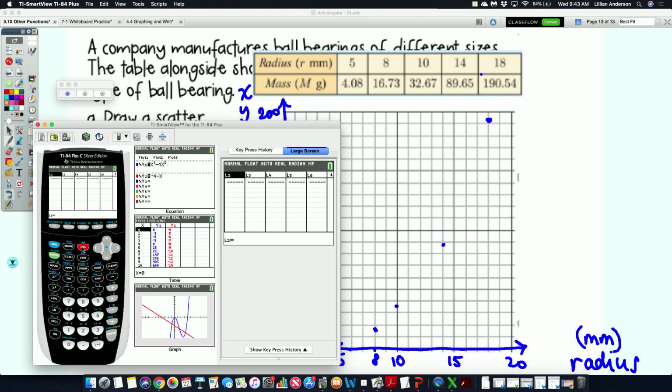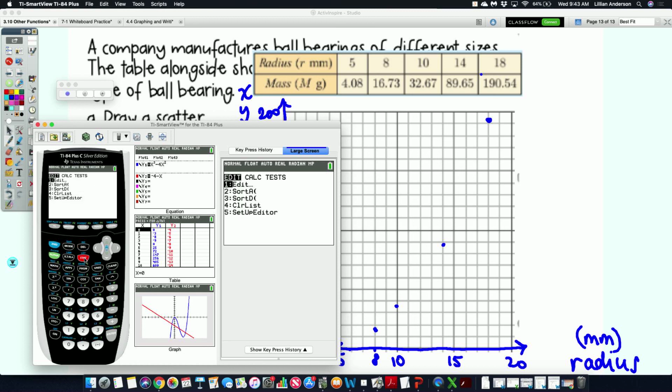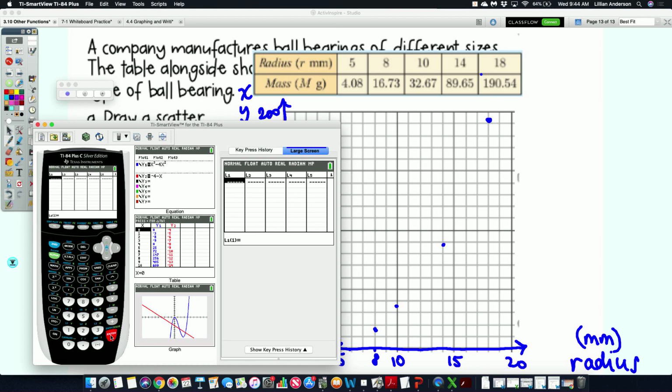So if you accidentally press delete and you delete one of your columns, all you have to do is you go back to Stat. Remember, that's what we press to get to the list. You go to Option 5. And you click Enter. So Stat, Option 5, and Enter. So then that way when you go back to Stat and you go back to Edit, it's back.